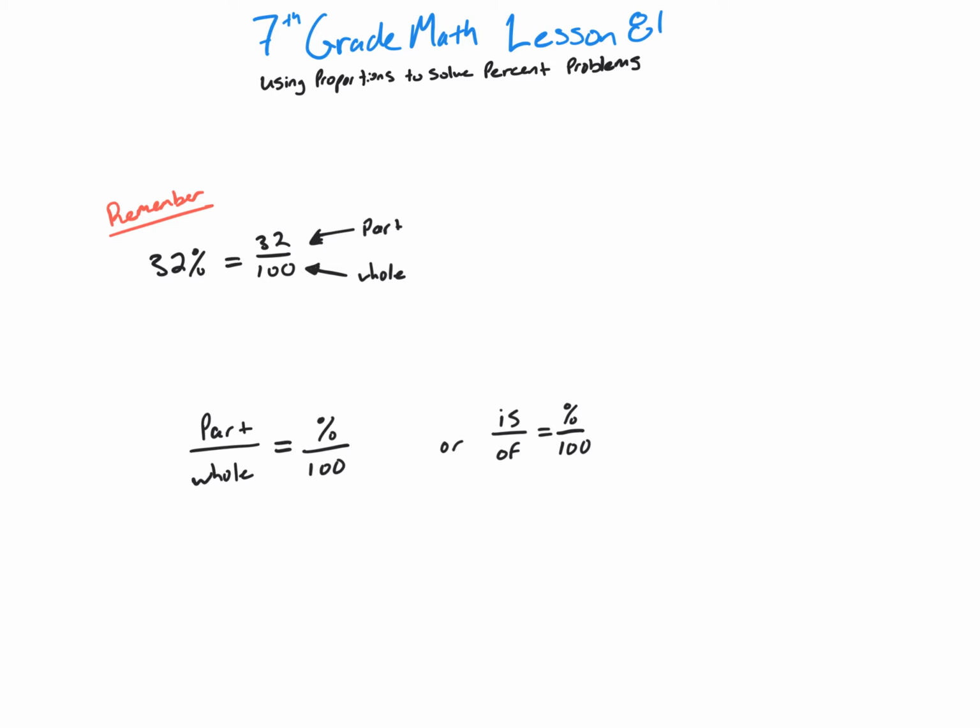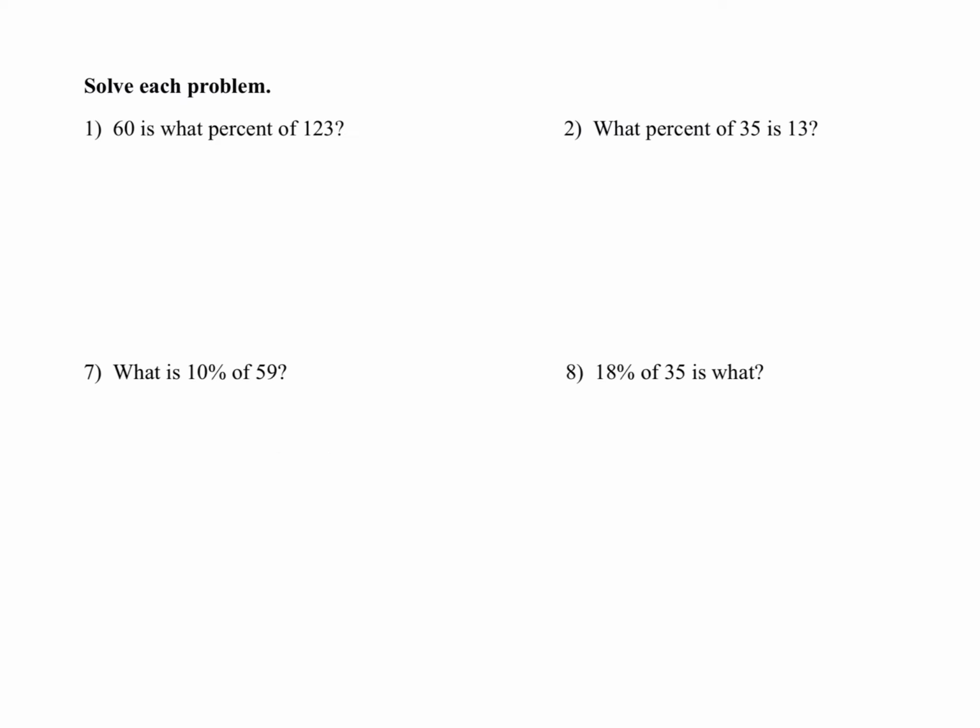So we can set up a proportion by saying the part over the whole would be the same thing as the percent over 100. Now sometimes in word problems, the part is preceded by the word "is," and the whole is preceded by the word "of." So is over of is equal to percent over 100. And hopefully we'll be able to see that as we go through some of these.